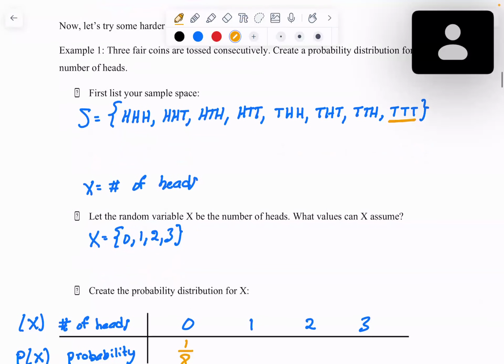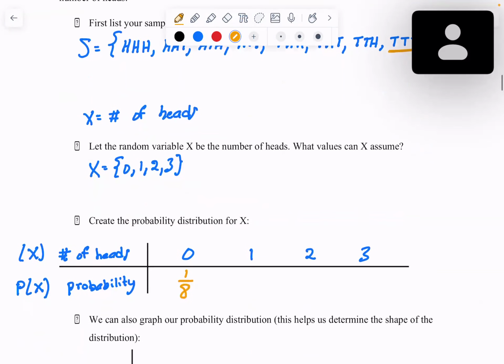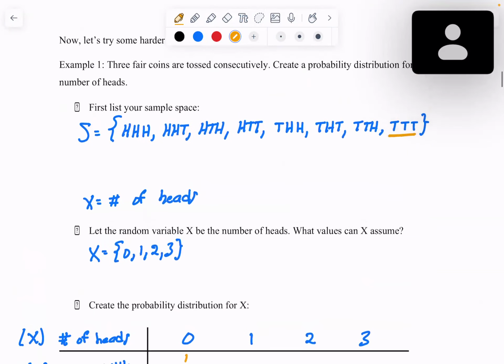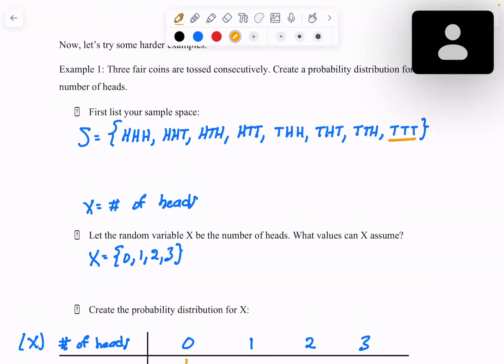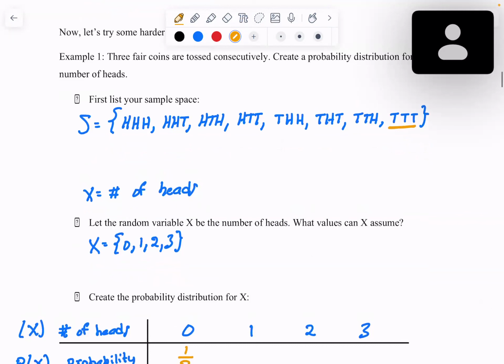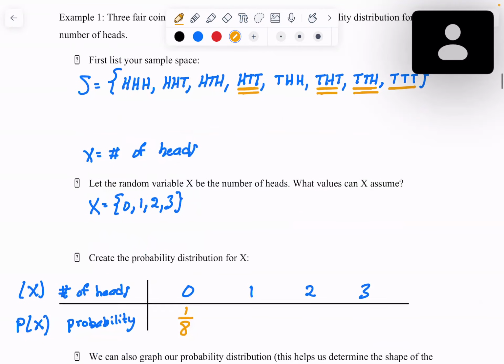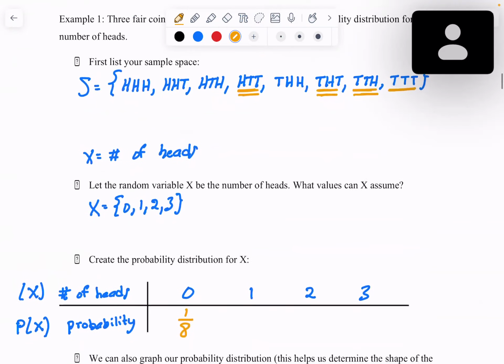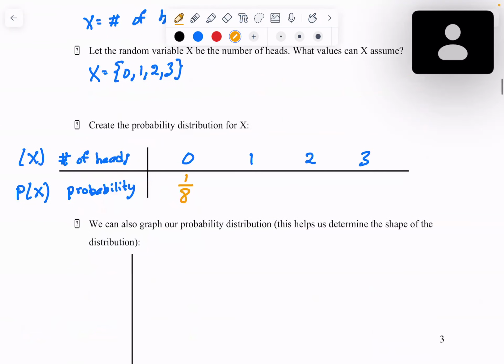Now, let's look at whenever we have one head. Let's look. Here's one of them. Here's one head. Here's another. And there should be one more right here. So there's 3 possible ways that can happen, right? There's 3 possible ways we can get just one head out of 8 possible outcomes in the sample space. So the probability of 1 is 3/8.